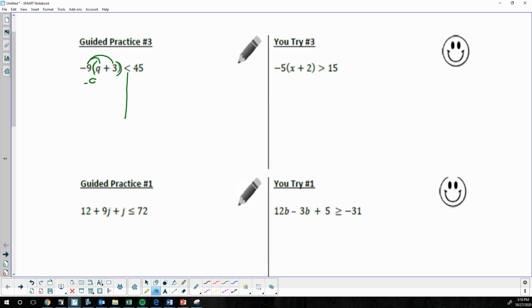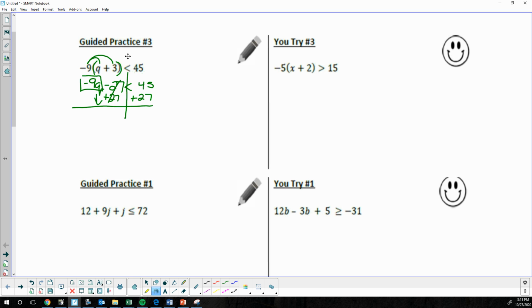-9 times q is -9q, and then you're going to do -9 times 3. -9 times 3 is -27. Okay? Is less than 45. Now we're going to box up our letter and see what we're dealing with. I like to deal with what's outside the box first. There's a -27. So to move it over to the right-hand side, I'm going to do +27 to both sides.